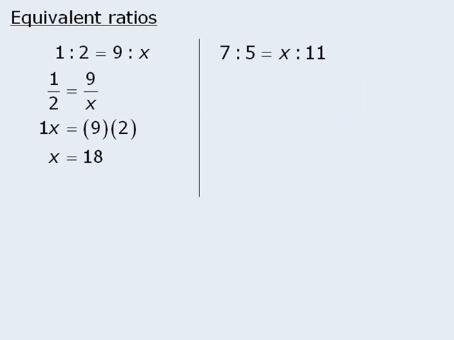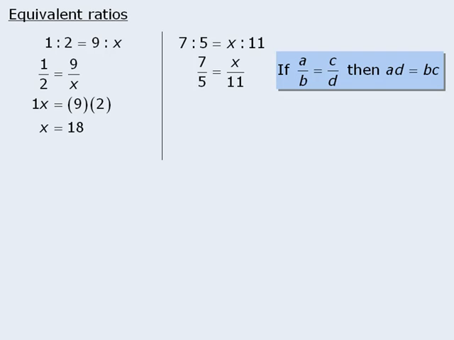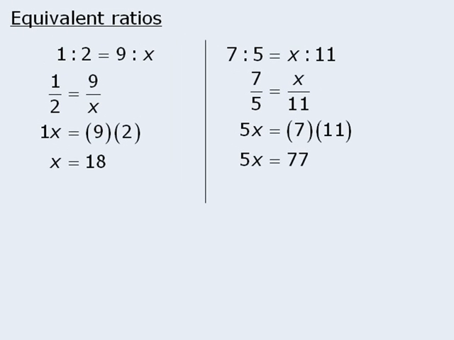Okay, let's try another question. Once again, we will first rewrite the ratios using fraction notation, and then we apply the following rule to get the following equation. From here, when we simplify the right-hand side and divide both sides by 5, we get x equals 77 over 5, which we can also rewrite as 15.4. So the ratio 7 to 5 is equal to the ratio 15.4 to 11.